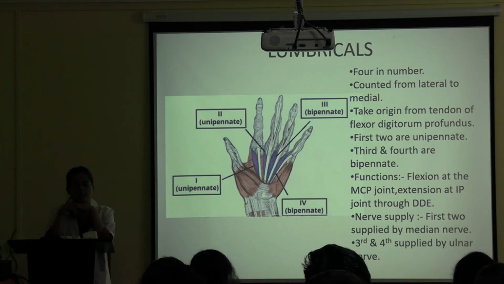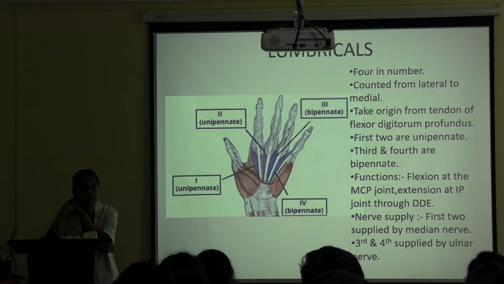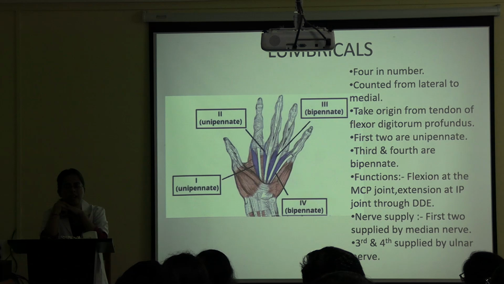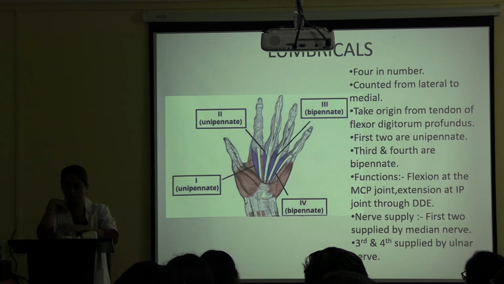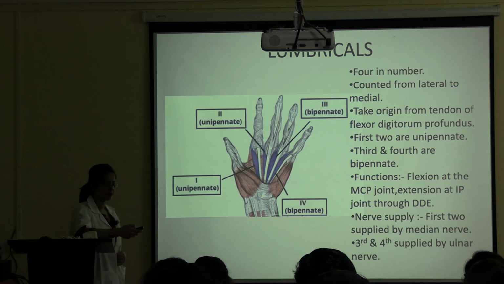So all the thenar muscles are supplied by the median nerve. Adductor pollicis is supplied by the ulnar nerve. Hypothenar muscles are supplied by the ulnar nerve. Palmar and dorsal interosseous muscles are supplied by the deep branch of the ulnar nerve. And lumbricals are supplied by the median nerve for first and second, and the ulnar nerve for third and fourth. Clear?